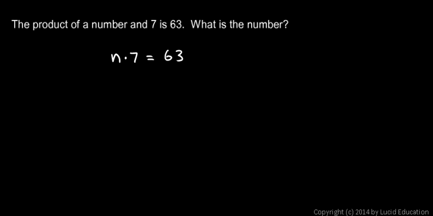And this is a mathematical equation that we can solve, and this one's not too hard. n times 7 is 63. I solve this by dividing both sides by 7. And the 7's cancel out on the left, leaving me with n. And on the right I have 63 divided by 7, which is 9. And that's my answer.